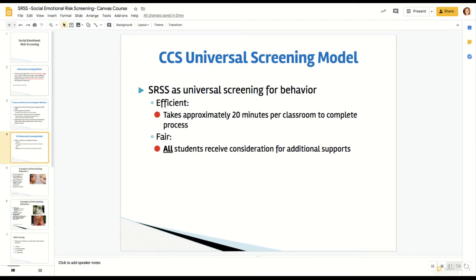Using the SRSS as a universal screener, one positive aspect of it is it doesn't take very long to administer. It's about 20 minutes to complete the process, and all students receive consideration for additional supports using this data.